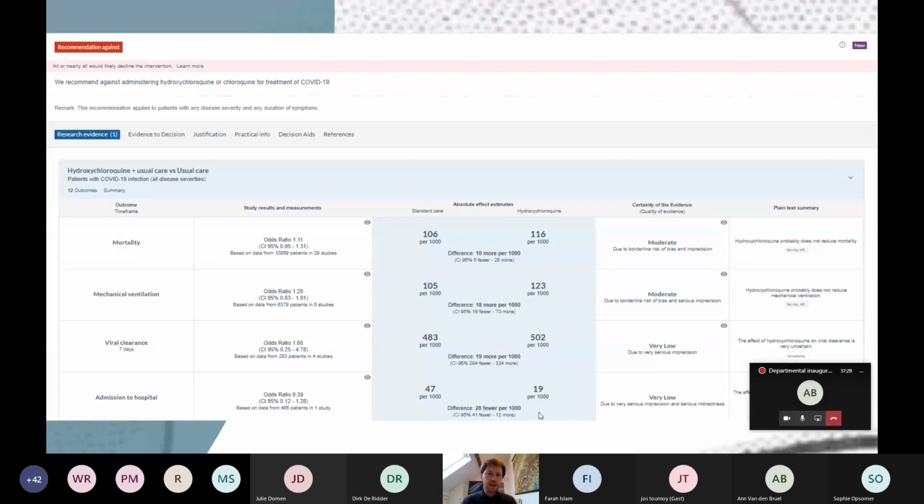And in this case, we have a recommendation at the top of the page that says we recommend against administering hydroxychloroquine or chloroquine for the treatment of COVID-19. Based on the fact that the panel agreed that almost all patients, at least the majority of the patients with this disease, would not want this intervention. However, in many cases, it's not that clear, and then we need clinicians to go into this information to be able to discuss this with patients.